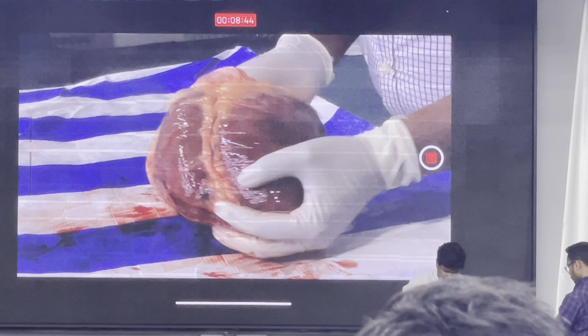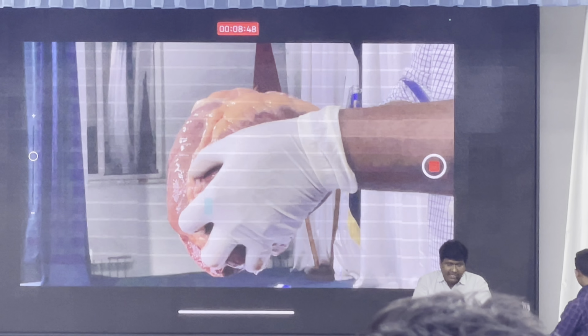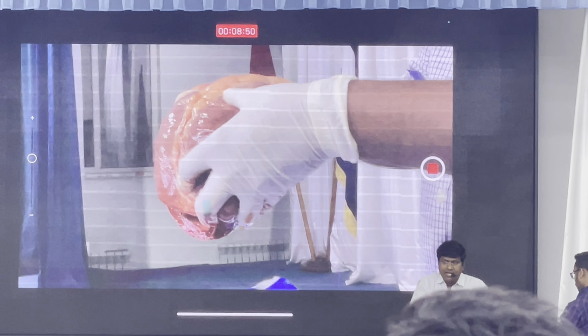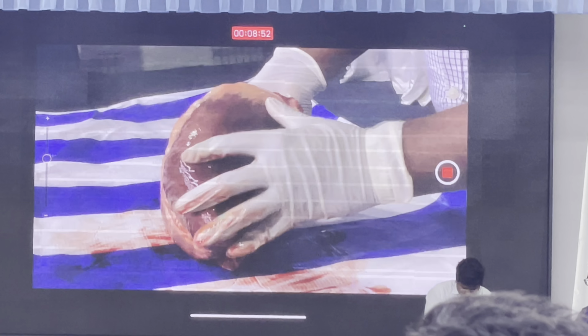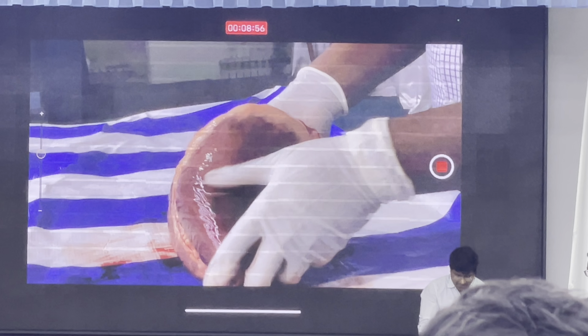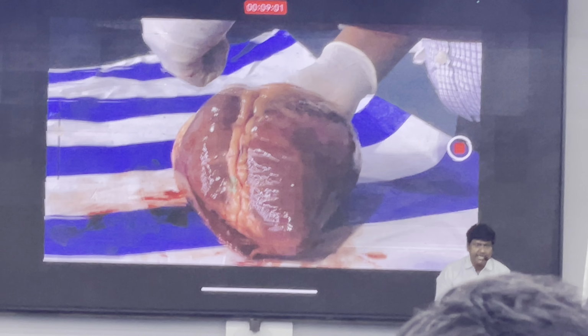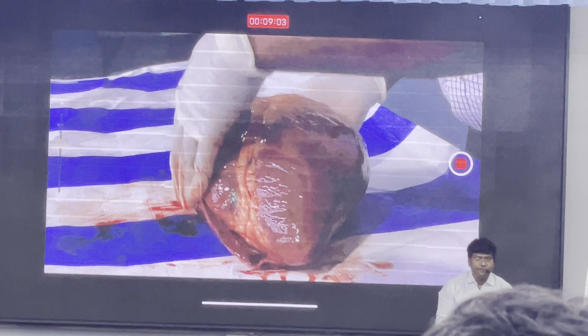Now you see here, right? You take the left anterior descending artery is blocked. Which MI? Anterior wall MI. Your left circumflex artery is blocked. Which MI? Lateral wall MI. Your right coronary artery, I'll show you that. Right coronary artery is blocked. Which MI? Inferior wall MI.